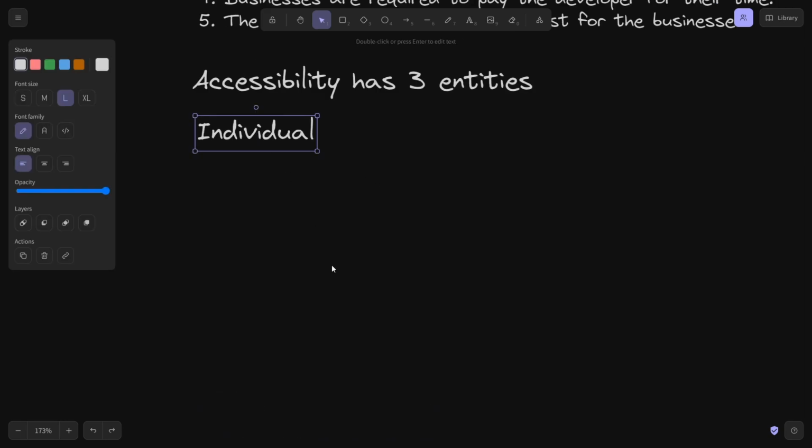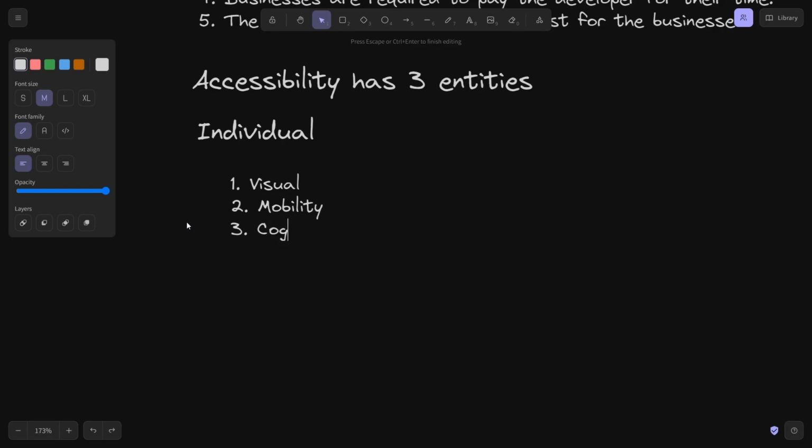When it comes to individual, we are basically talking about a person who has some sort of problems in these domains. Let me just write them down. Visual, so that will be first. Then it will be mobility, that is the second domain. The third domain will be cognitive. Fourth domain will be in terms of hearing. And that's about it. Now, in terms of visual, what are the problems that we are talking about?